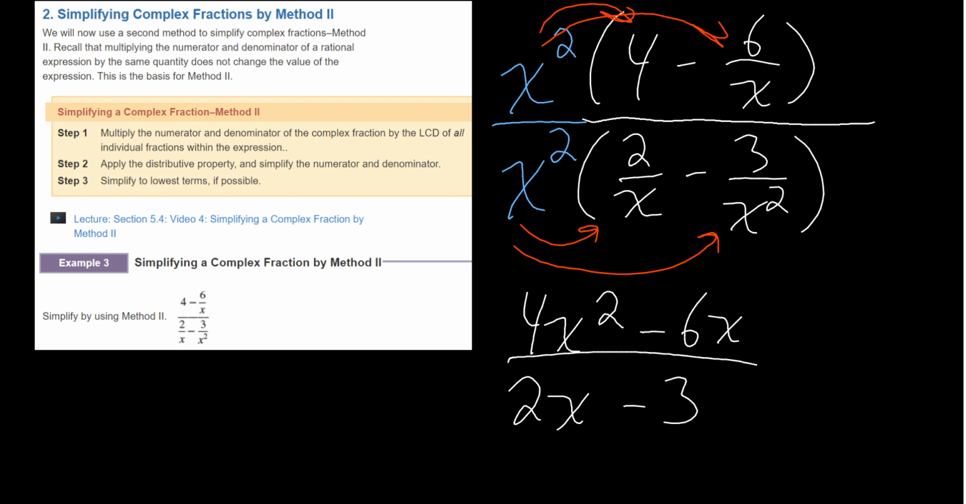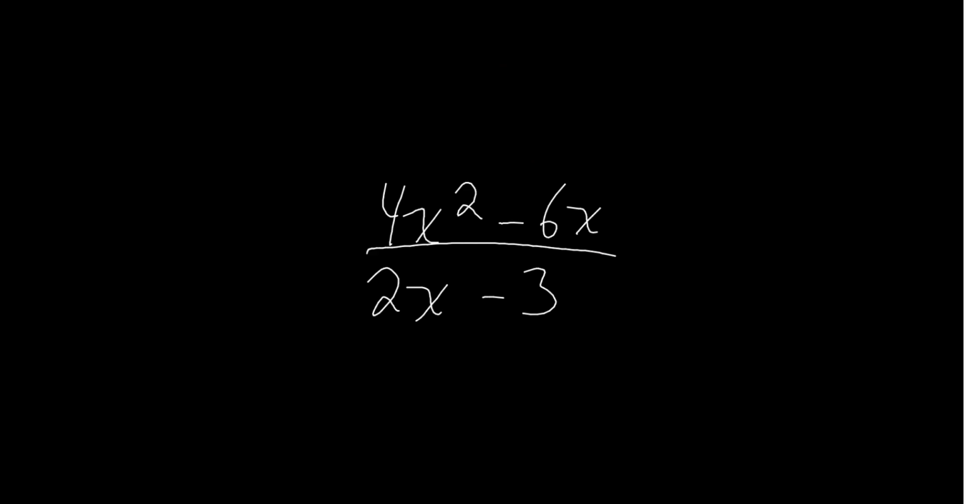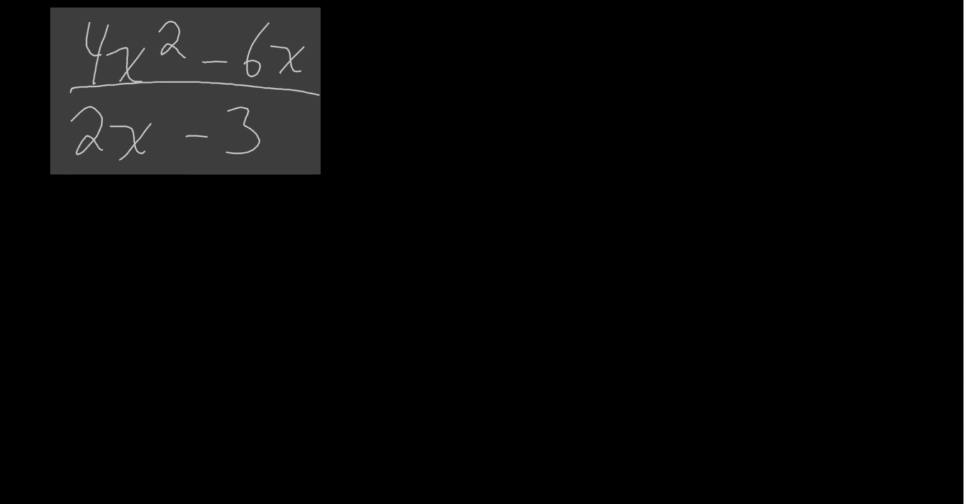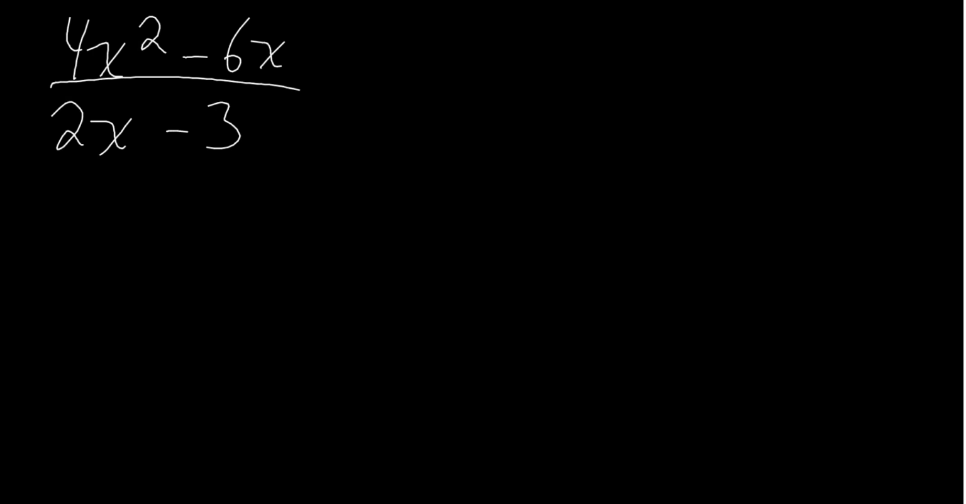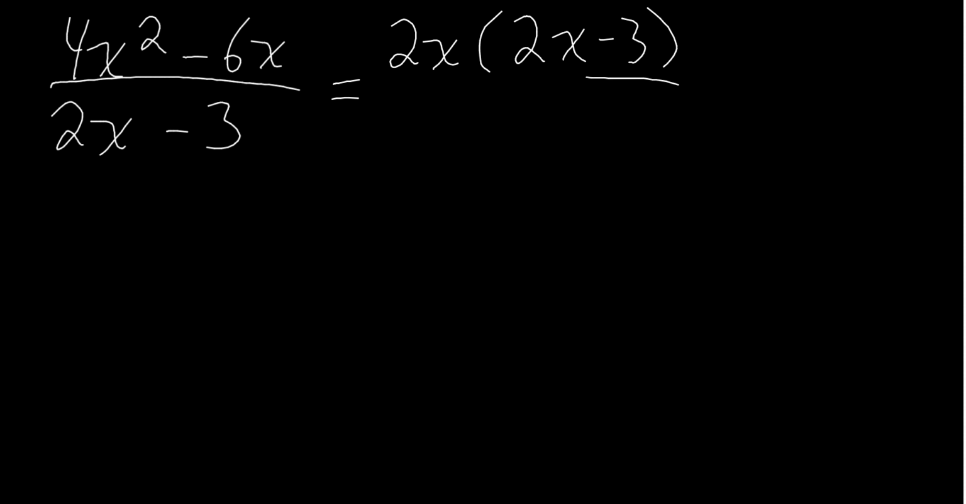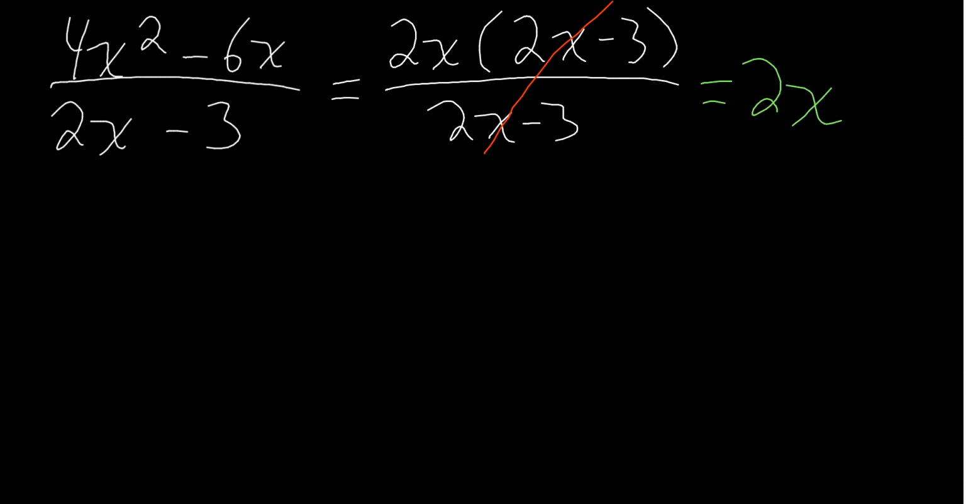Right? And then from here, it looks like the numerator can be factored, so that's good. So we're going to factor out, it looks like a 2x. So I've got a 2x minus 3, and of course we see where we're going here. They cancel, so my solution here is just simply 2x.